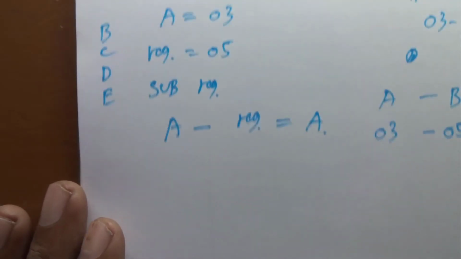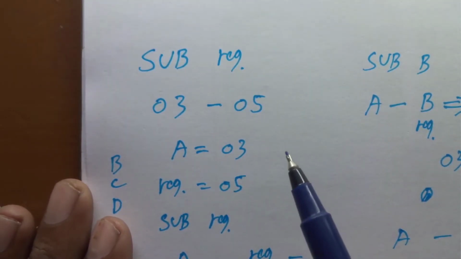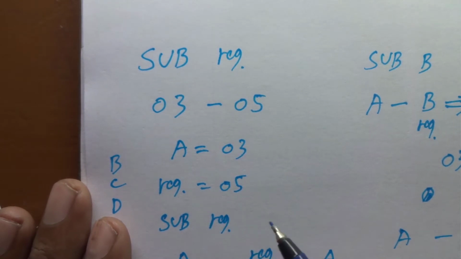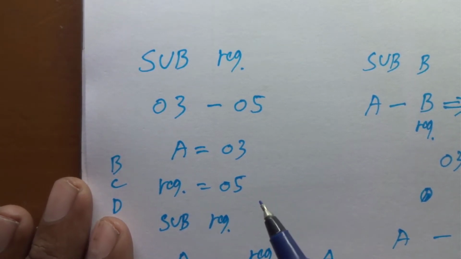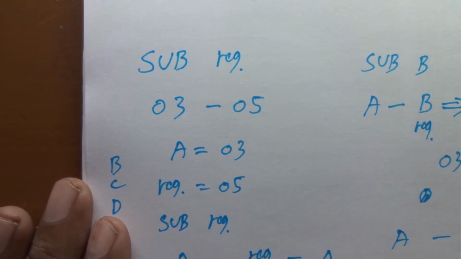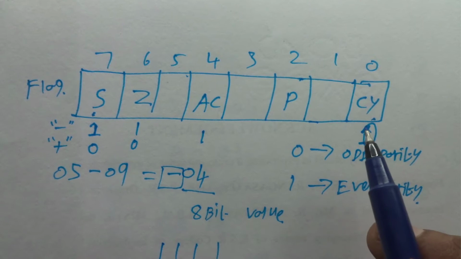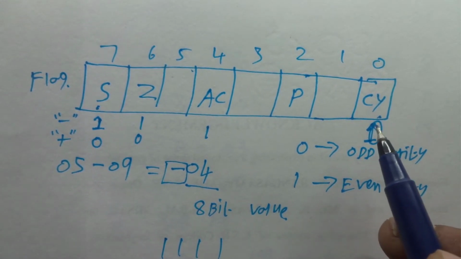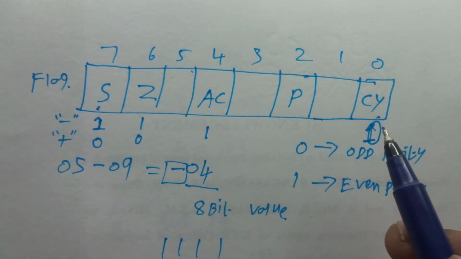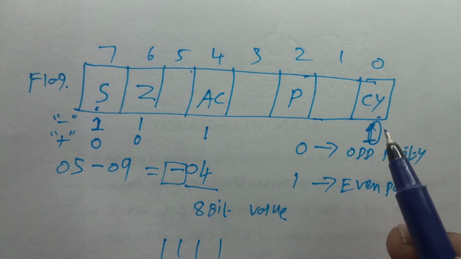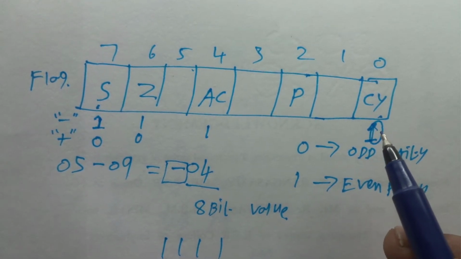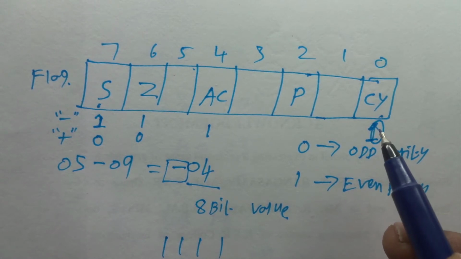Here you can ask one more question: how is the borrow stored? Sometimes at the end of an 8-bit operation you get some borrow bits. That borrow bit is stored in the carry flag. In addition, the carry flag stores the carry of your ALU answer. In a subtraction operation, the carry flag holds the borrow bit.